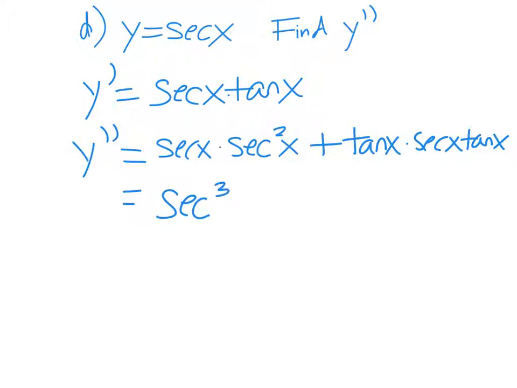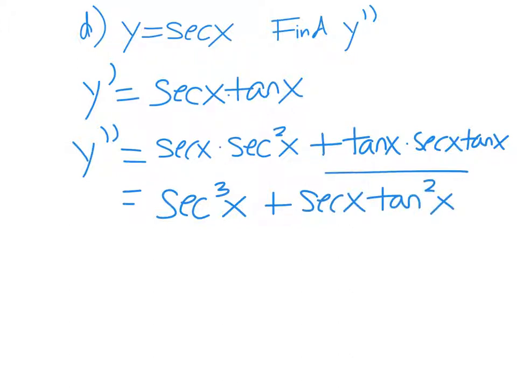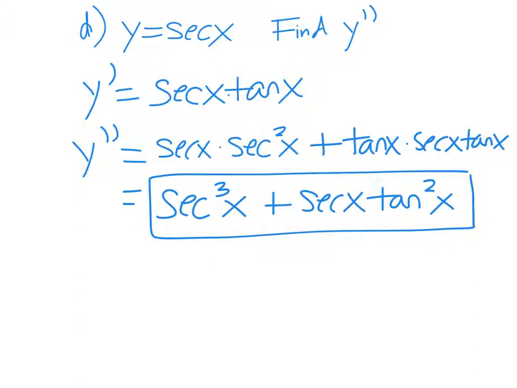Secant cubed. And then this would be secant tangent squared. You can leave it like that. If you feel so inclined to factor out a secant, you can, but you don't need to. Okay? All right, are you feeling pretty good about these?